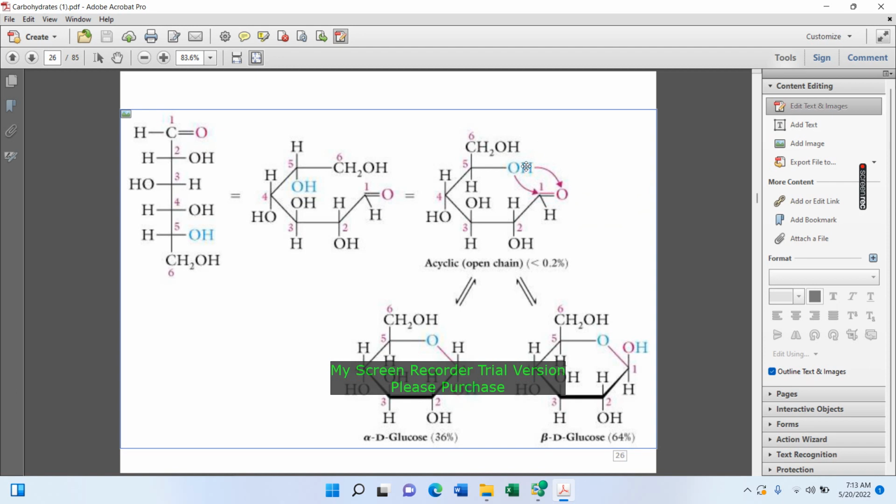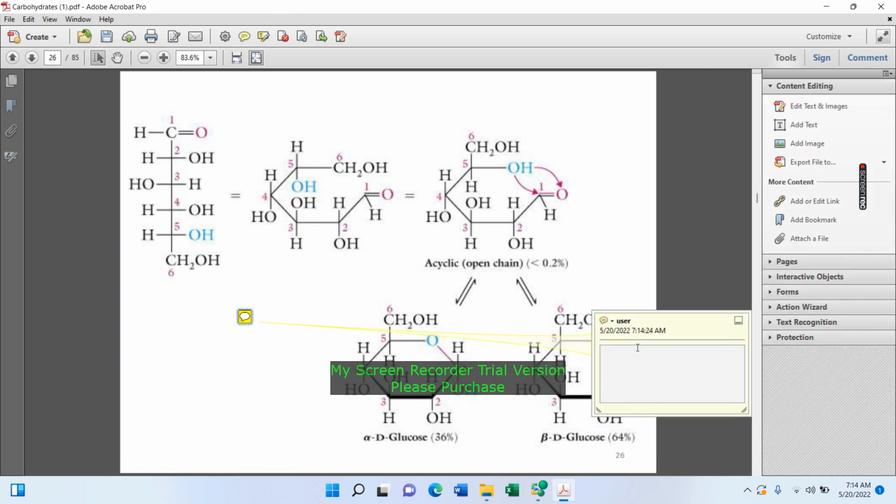After it attaches to this oxygen, the hydroxyl group can be positioned either downside with hydrogen on the upside, or the hydroxyl group can be positioned on the upside. When the hydroxyl group is positioned downside, remember we call it alpha D-glucose. When the hydroxyl group is positioned upside, we call it beta D-glucose.